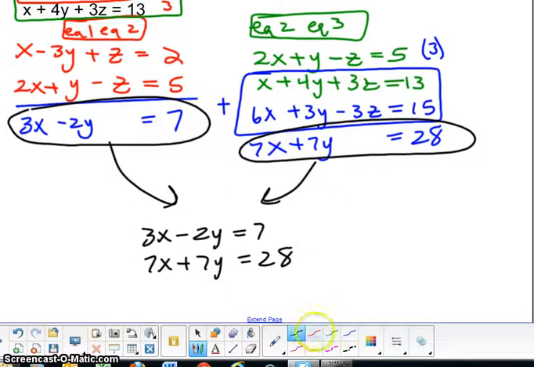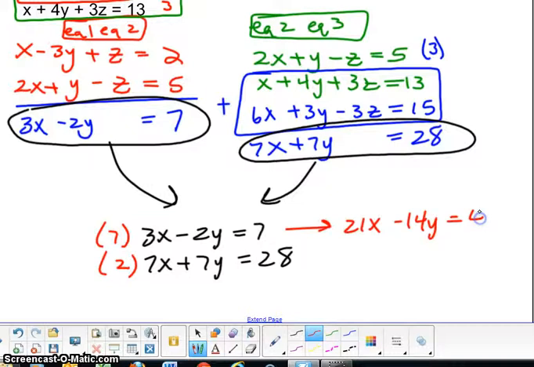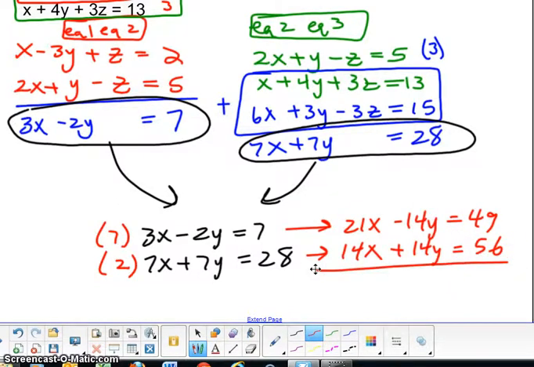Okay, now by elimination method, I can multiply the top one by 7 and the bottom one by 2 in order to get the y's to cancel. At this point, it won't matter if you want to cancel the x's or the y's. If I multiply that through, I get 21x minus 14y equals 49. And then on the bottom, I have 14x plus 14y equals 56. And then when I add those together, I get 35x equals 105. So x is going to equal 3.